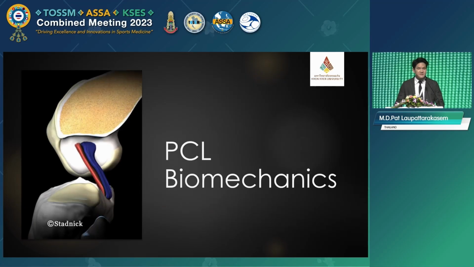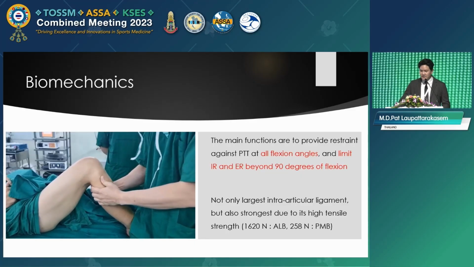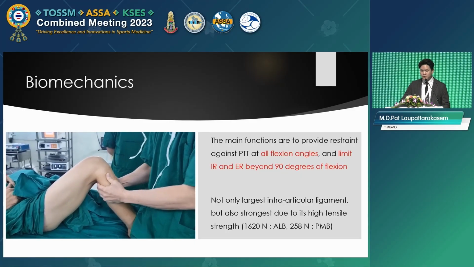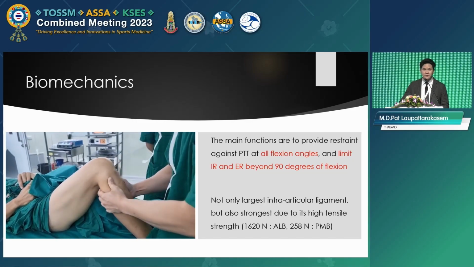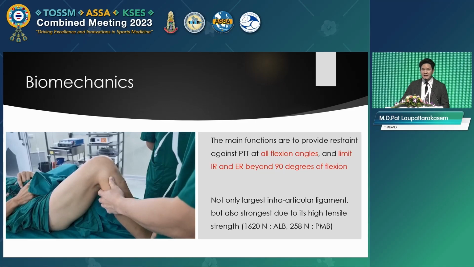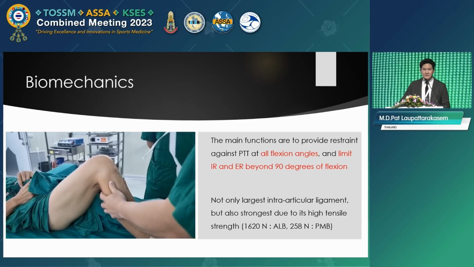Let's turn to the PCL biomechanics. The main functions of the PCL are to provide restraint against posterior tibial translation at all flexion angles and to limit rotation beyond 90 degrees of knee flexion. This ligament is not only the largest intra-articular ligament, but also the strongest due to its high tensile strength.